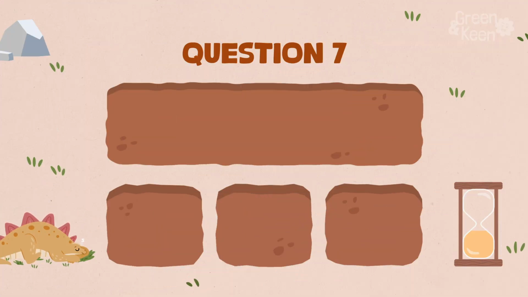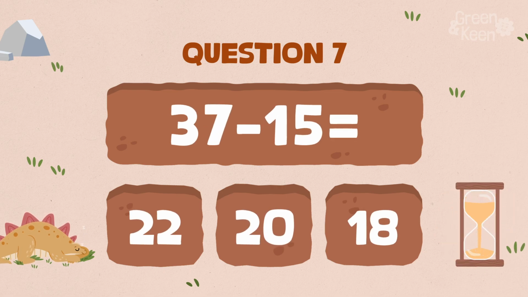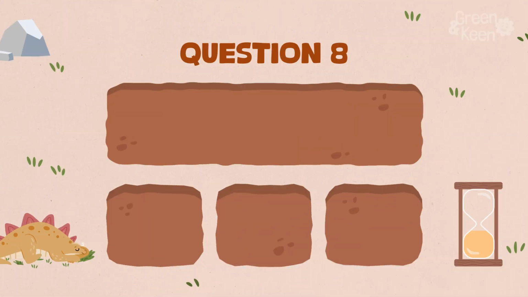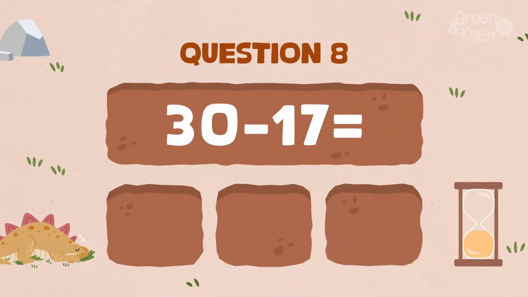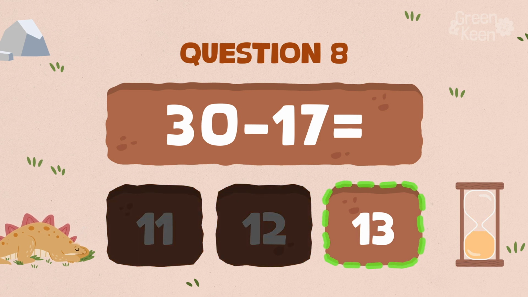Question number 7. 37 minus 15 equals... The answer is 22. Question number 8. 30 minus 17 equals... The answer is 13.